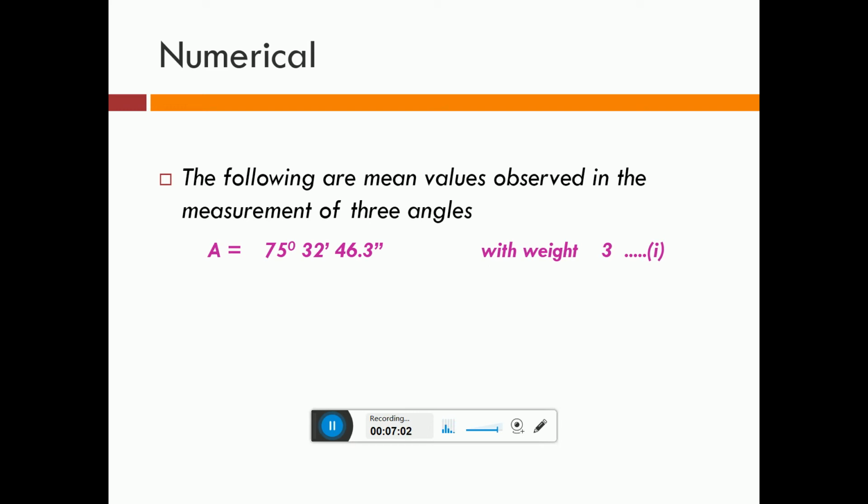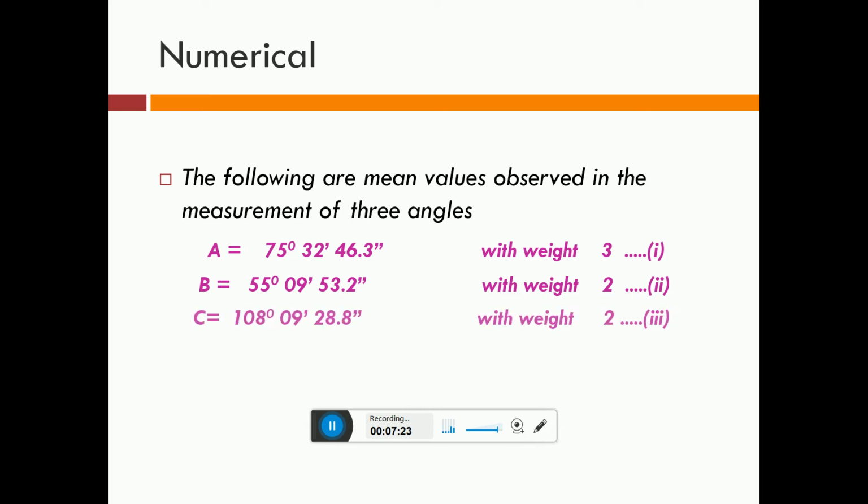So three angles A, B, C are measured with different combinations. The value of angle A is 75 degrees, 32 minutes, 46.3 seconds with weight 3. Angle B is 55 degrees, 9 minutes, 53.2 seconds with weight 2. Angle C is 108 degrees, 9 minutes, 28.8 seconds with weight 2.